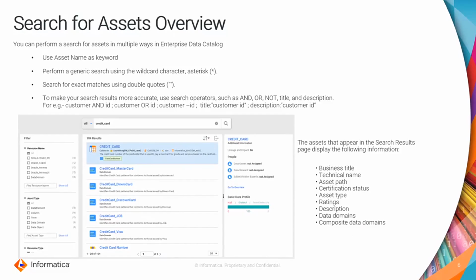Now let's talk about how to search for assets in the catalog. You can search for assets in multiple ways in the catalog. You can use the asset name as a keyword. You can perform a generic search using wildcard characters like asterisks. You can search for exact matches using double quotes. To make your search results more accurate, you can use search operators like and, or, not, title, description. For example, you can search for customer and ID. You can search like title: "customer ID" in double quotes, description: "customer ID" in double quotes. This will give you more accurate search results.